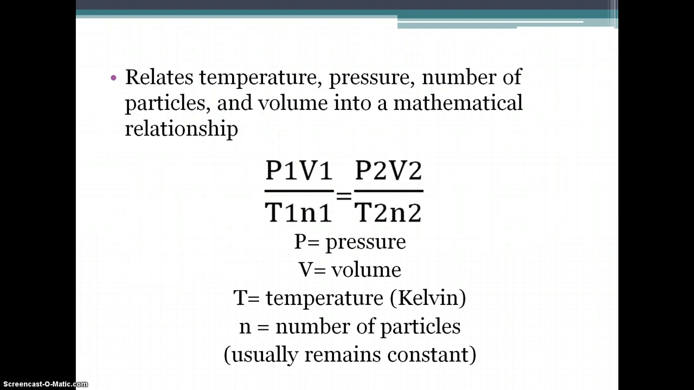The Combined Gas Law is a mathematical equation that relates temperature, pressure, the number of particles, and volume into a mathematical relationship. The equation is P1 times V1 over T1 times N1 equals P2 times V2 divided by T2 times N2. P equals pressure, V represents volume, T equals temperature in Kelvin, and N equals the number of particles. Since the number of particles usually remains constant in most problems, it is often left out of the equation altogether.